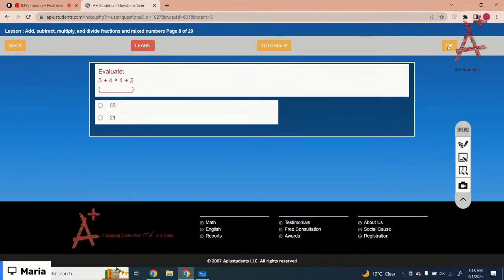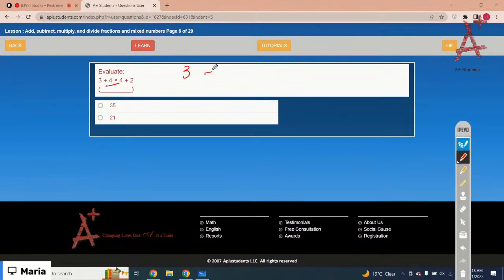Okay, the next one is evaluate 3 plus 4 times 4 plus 2. So multiplication has the high priority, so just do multiplication first. You have to do 4 times 4. 4 times 4 is 16. Just do 3 plus 16 plus 2. Now you have to add, just do it from left to right. 3 plus 16 equals 19, and 19 plus 2 equals 21. So the correct option is 21.